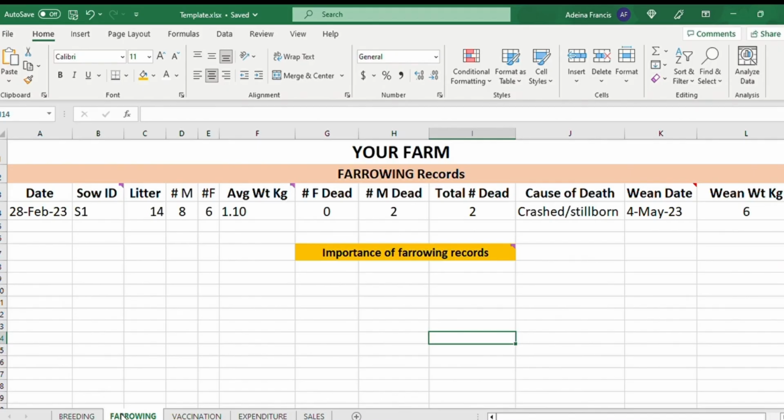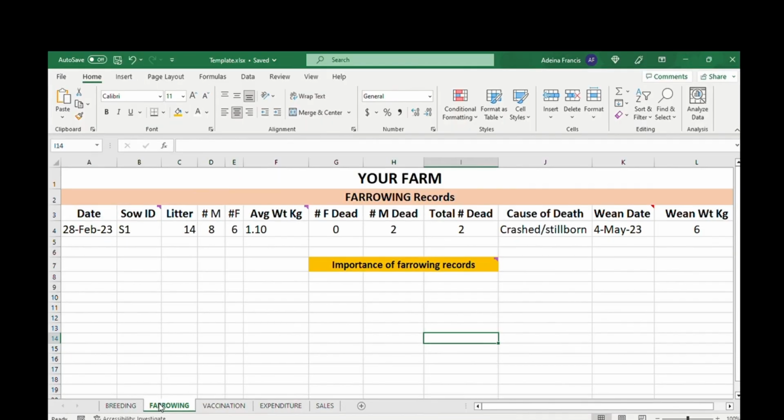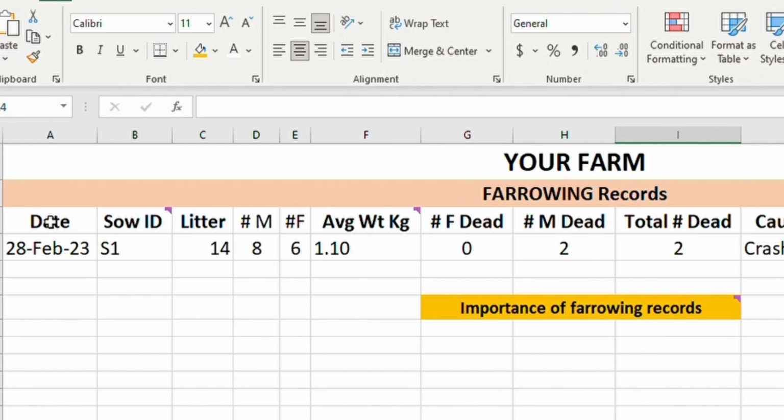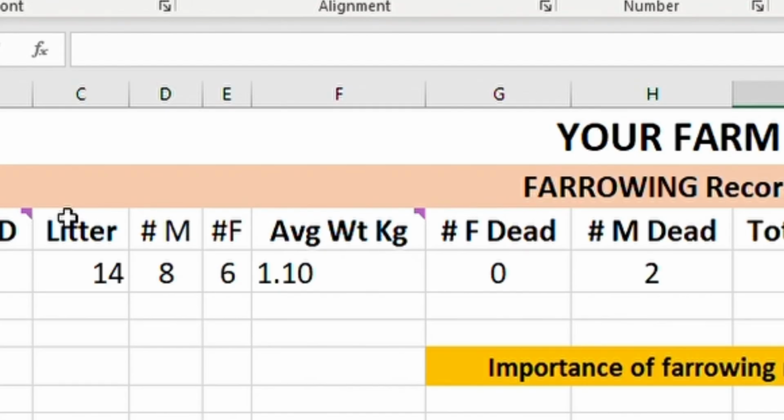So having known this about the crossing and the breeding side, the next system I keep is the farrowing records. Don't be scared of the number of titles I have here, it is just simple. The first one is date, which is the very day the sow farrowed. And you know the sow from the ID you use, and the number of piglets born, that is the litter. In this case, you can see there are 14 piglets, and you should also identify the number of males and females from that litter. In this case, I have 8 males and 6 females.